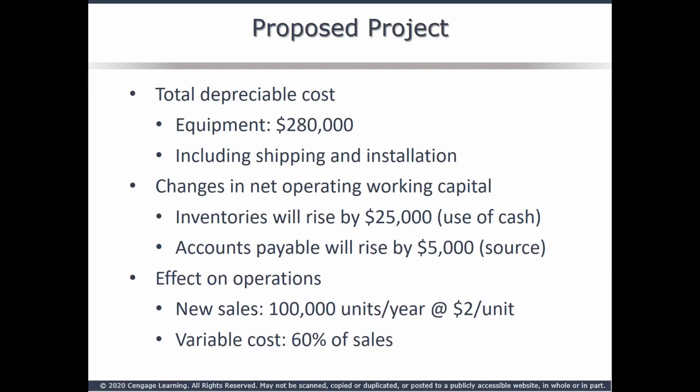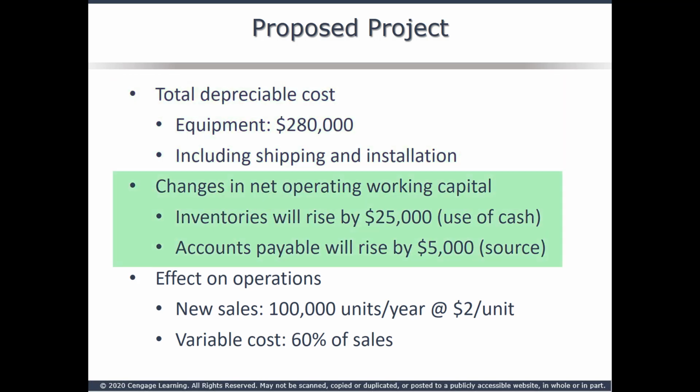Let's walk through a sample proposed project and see how all the pieces fit together. First, the given data. Equipment needed will cost $280,000. The cost to ship and install is included. This is where the $280,000 depreciable basis comes from.